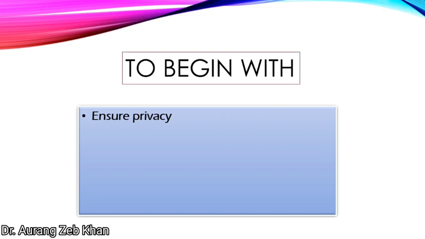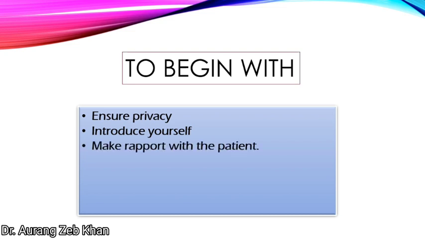Ensure privacy. History taking should take place where there is an environment of security and privacy so that the patient can provide you with important information without the fear of being disclosed to someone else. Always introduce yourself to the patient so that the patient knows who you are and why you are conducting this interview. Make rapport with the patient by welcoming the patient and by some formal questions.